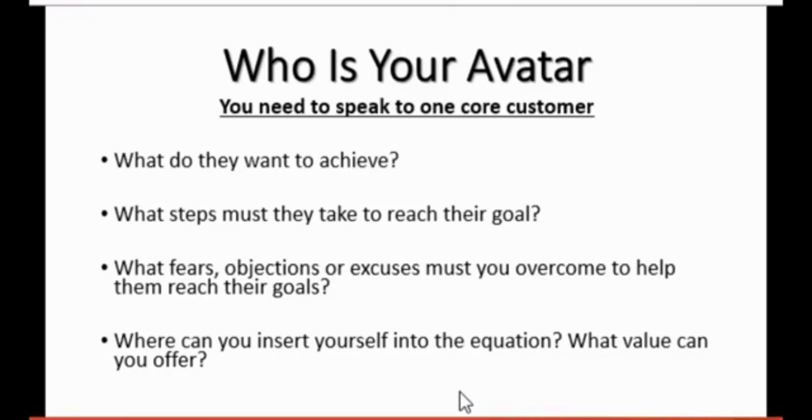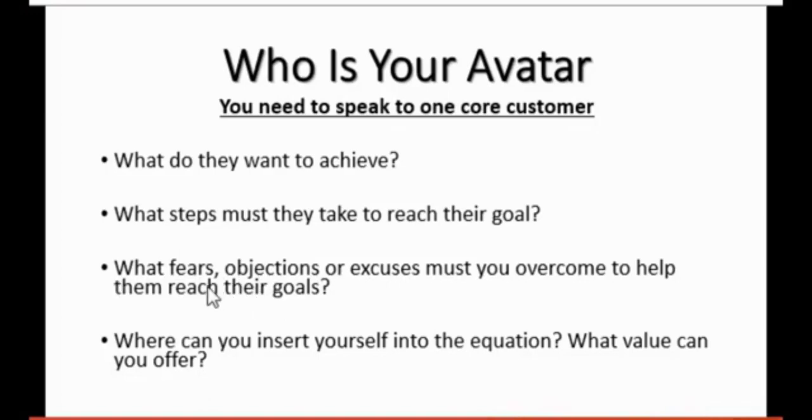So you need to define, what exactly do these people want? Once you've gone into a niche and identified your target audience, you need to identify exactly what it is they want to achieve. You need to know what steps they need to take to reach their goal. You need to understand their fears, their objections, their excuses, and what they need to actually overcome to reach their goals, because that's really the thing that you're going to be helping them with most.